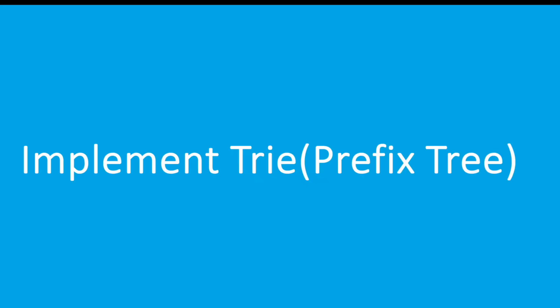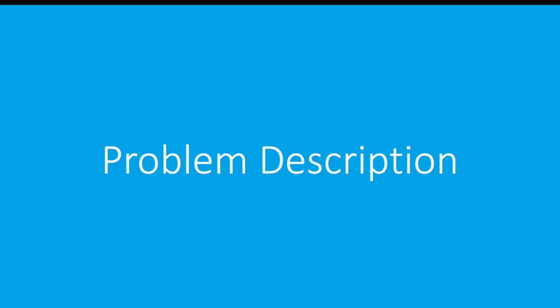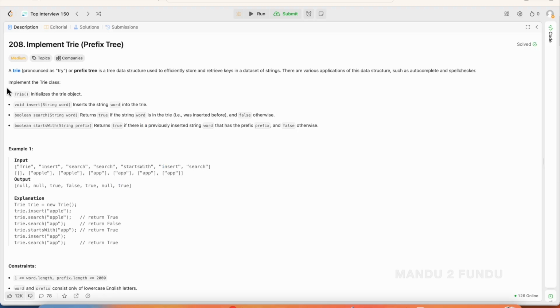In this video, I'm going to discuss the trie data structure implementation. Let's look at the problem description. We need to implement the trie class, which has 4 methods. The first one is the constructor method that initializes the trie data structure.